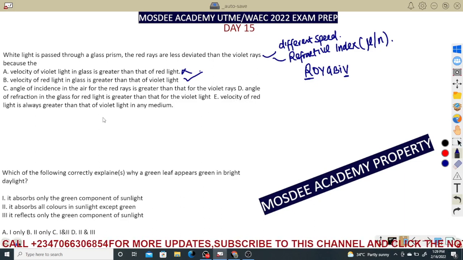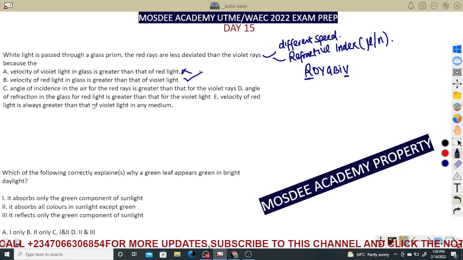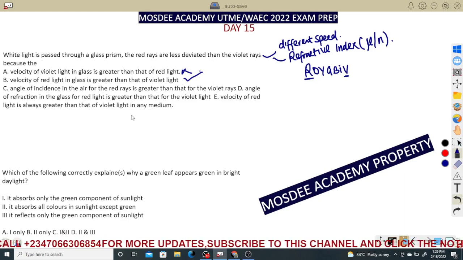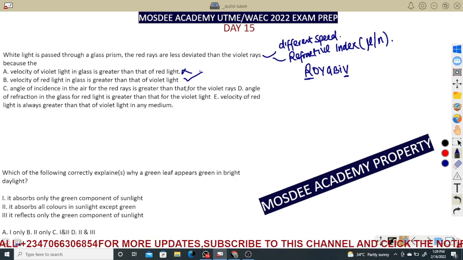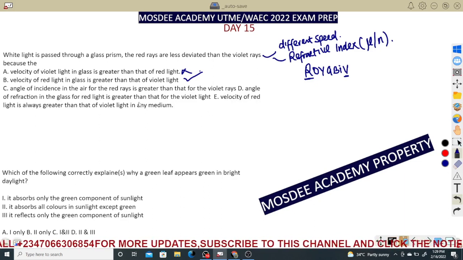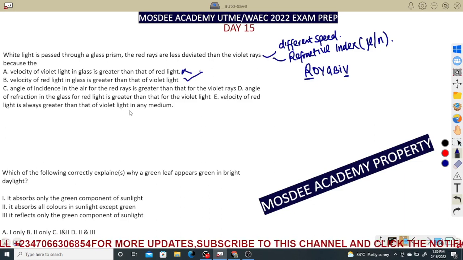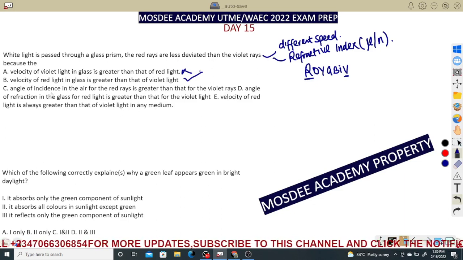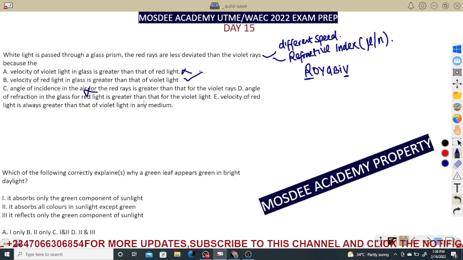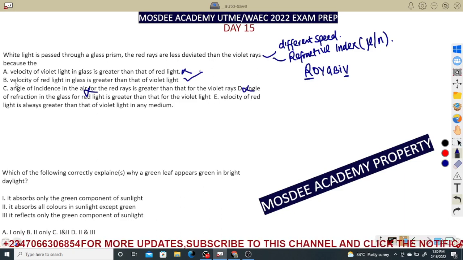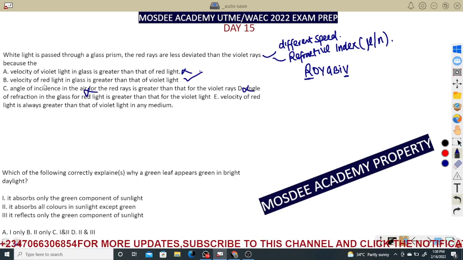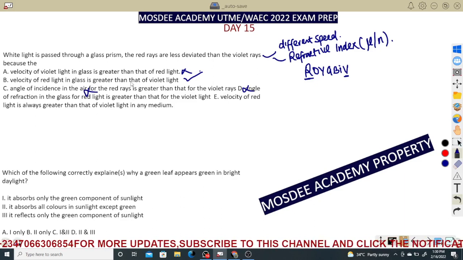Now the other options here: velocity of red is always greater than that of violet in any medium. Look at her, very good. Velocity of red is always greater than that of violet in any medium. This option here is wrong. Now the question might be, look at this one, very good. Velocity of red light in glass is greater than that of violet.